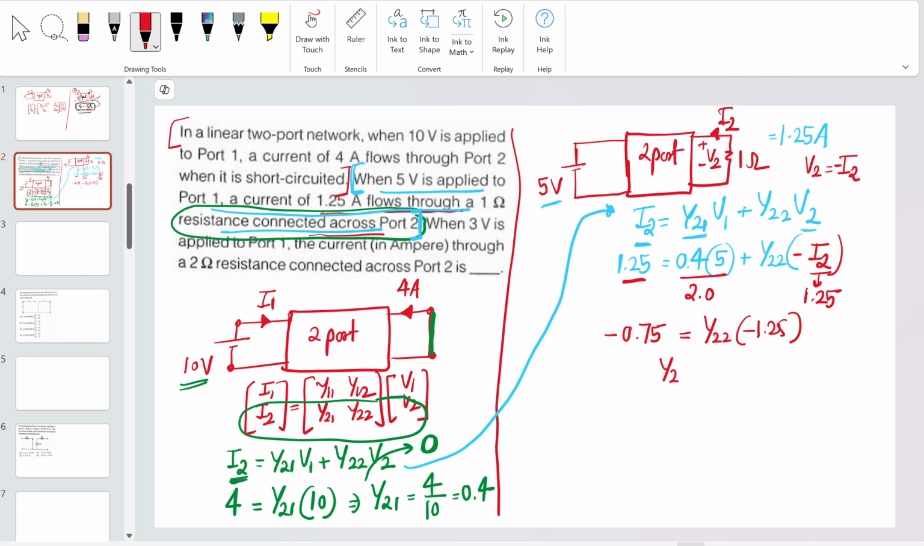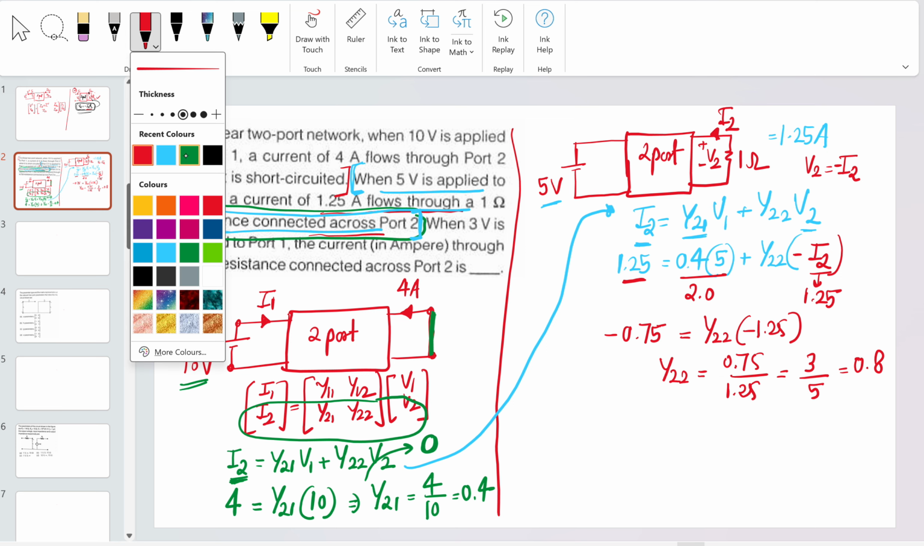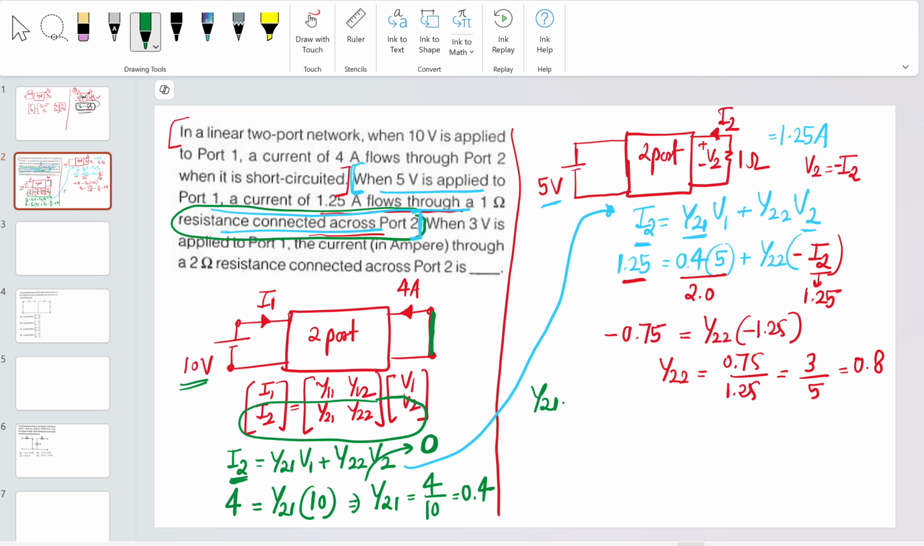So the value of y22 will be equal to 0.75 divided by 1.25. When you solve, you will get 0.6. Basically, we have got the two values, y21 and y22. We have got the y21 value and the y22 value.